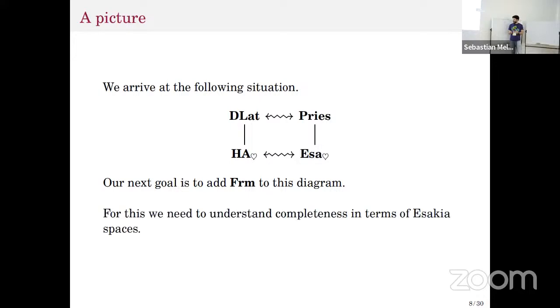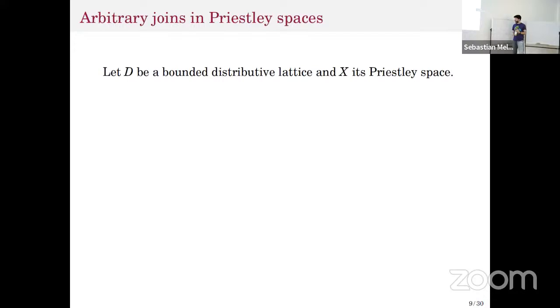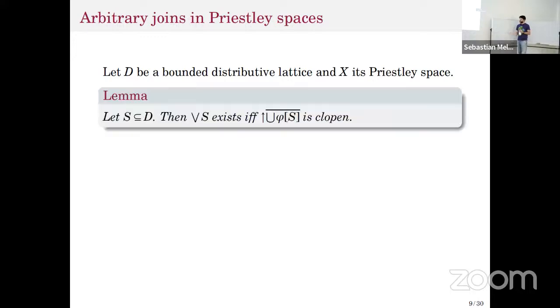So we know frames are complete Heyting algebras. So these Priestley spaces will be Esakia spaces, but they will also have what corresponds to completeness. So we want to understand what arbitrary joins mean in a Priestley space. The fact is that if you have a distributive lattice D and Priestley space X, and the join of S exists in D, it means that this thing is open. That is the image of the set, the union, the closure, and then the upset.